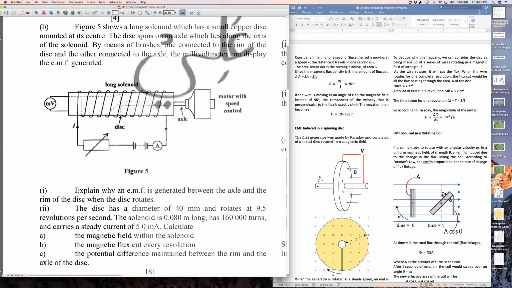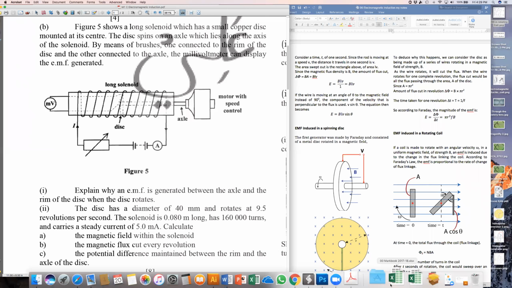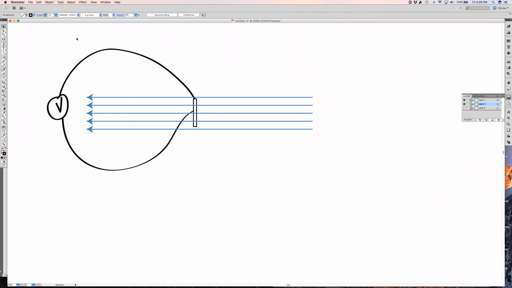Well, we didn't present the question. The first part of the question is what I'm going to do first, which is now. What is the field within the solenoid? The field within the solenoid is given by the equation, I'll just pull this up so I can write, B is equal to mu naught n I.